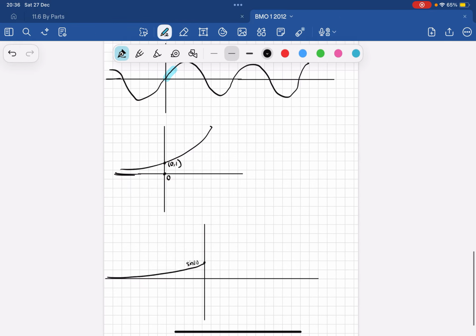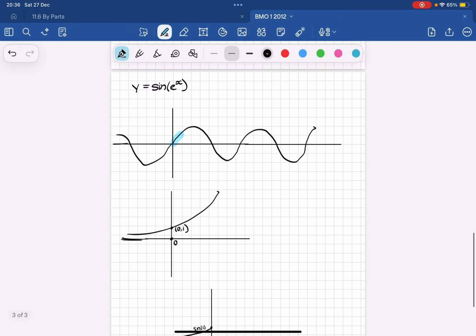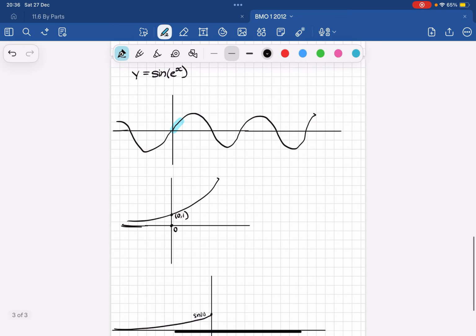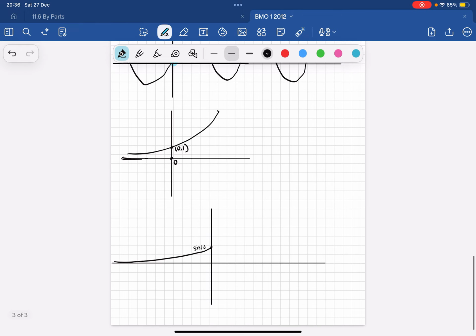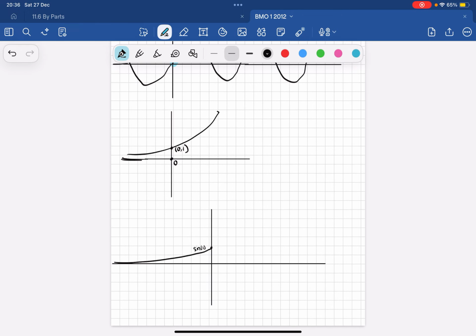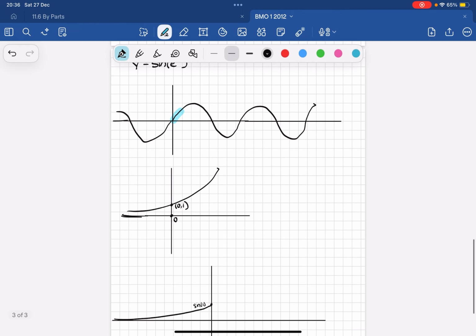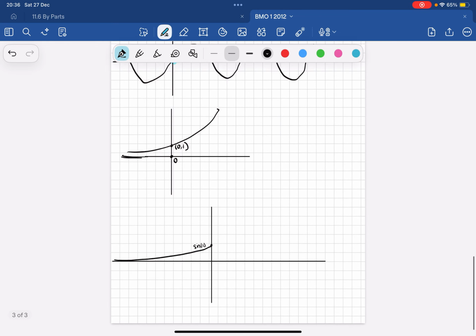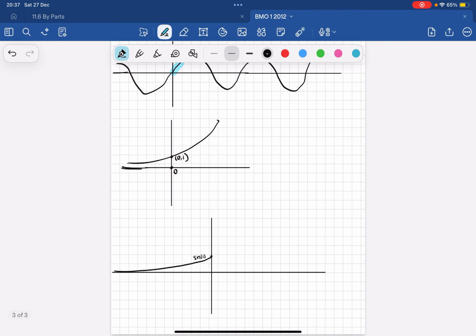Now let's look at when x is larger than 0. E to the x is larger than 1, so we have positive inputs. So e to the x just grows and grows towards infinity. With sine, right? Well, how this would work with sine is that sine is bound between -1 and 1, so 0, 1, -1 and 1, so let's just sketch that in.